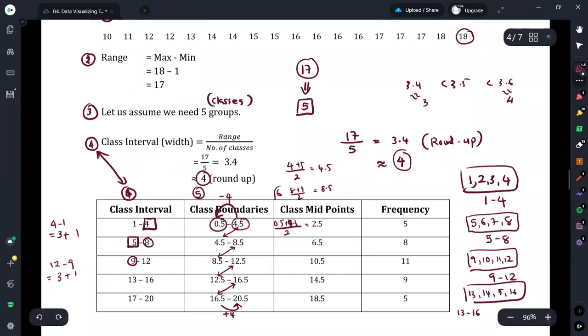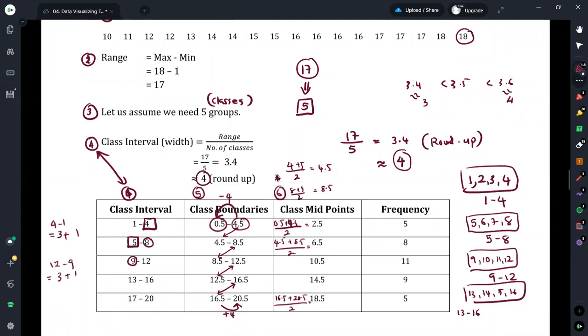And then this is the sixth step, but it is optional. It is because we use this step if we are going for graphical techniques. The next class midpoint can be obtained by adding these two values and dividing by 2. 4.5 plus 8.5 divided by 2 equals 6.5. In a similar way, for the last class interval, 16.5 plus 20.5 divided by 2 equals 18.5.